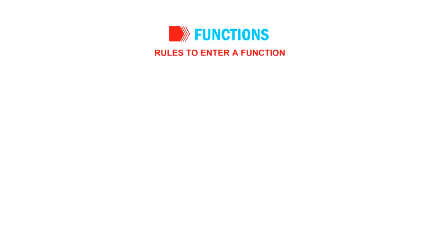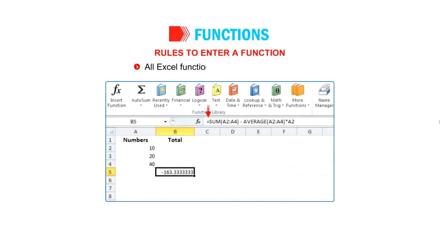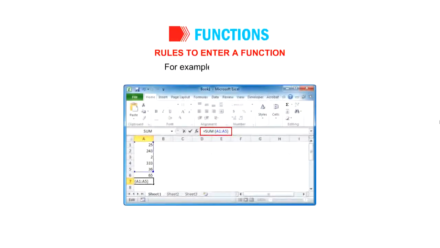Rules to enter a function. All Excel functions must begin with the equal to sign. The function name must be a valid Excel name, for example, SUM, AVERAGE. The function name must be followed by an opening and closing parenthesis. Arguments are enclosed in the parentheses. For example, equal to SUM, open bracket, A1 to A5, close bracket.